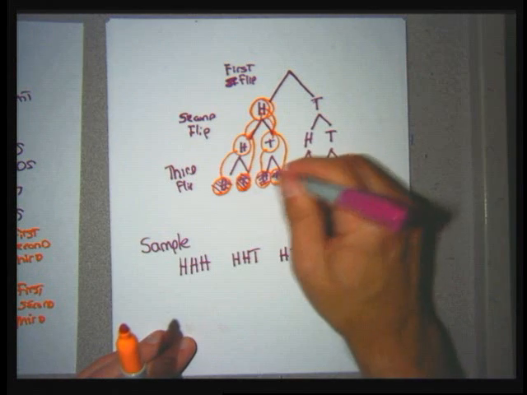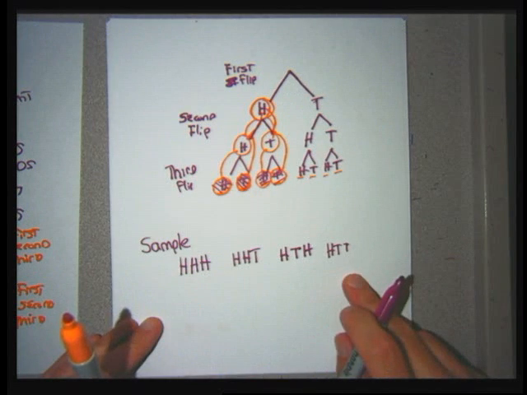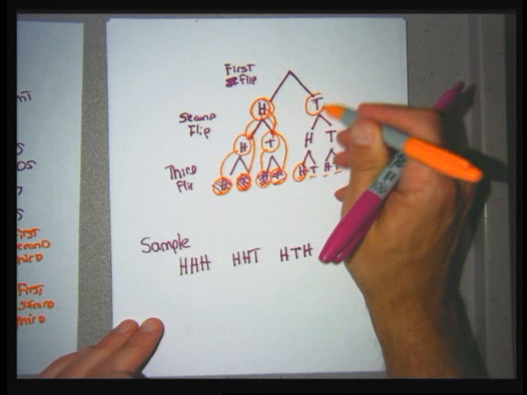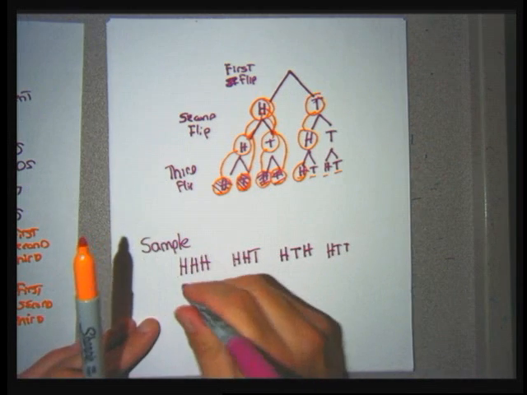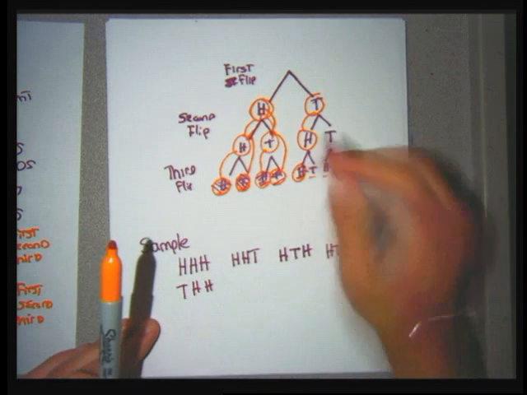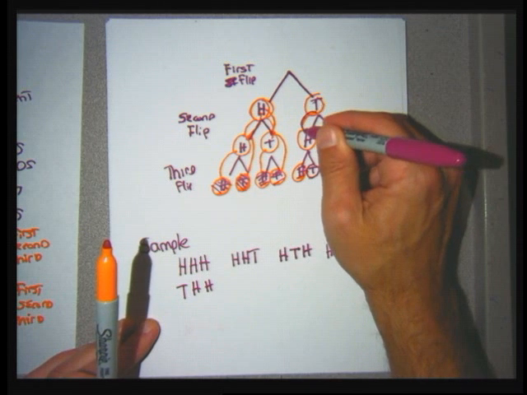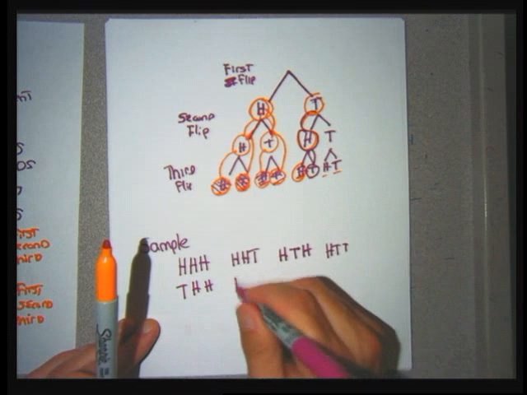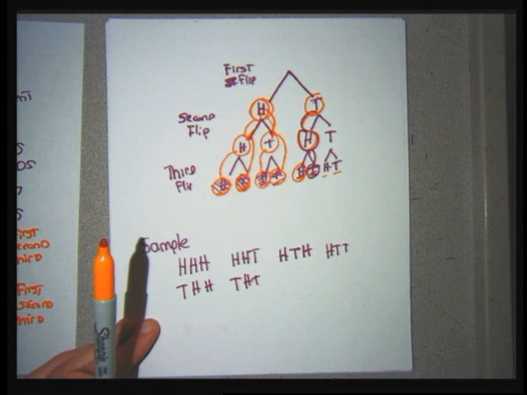So I've crossed out 4 of the 8 things in my bottom row. I have 4 of the 8 elements in my sample space. Now I need to get to this head. To get to this head, it's a tail on the first flip, a head on the second flip, and a head on the third flip. Done with that, I'm going to march over to this tail. To get to that tail, it's a tail on the first flip, a head on the second flip, a tail on the third flip. So it's tail, head, tail. Done with that. Now I have 6 things in my sample space.